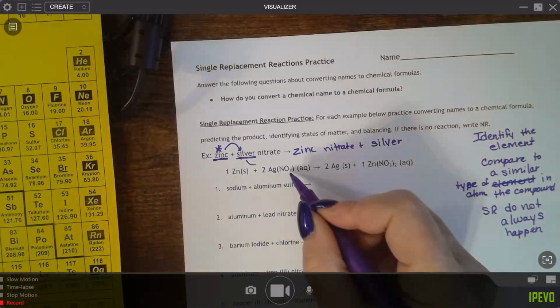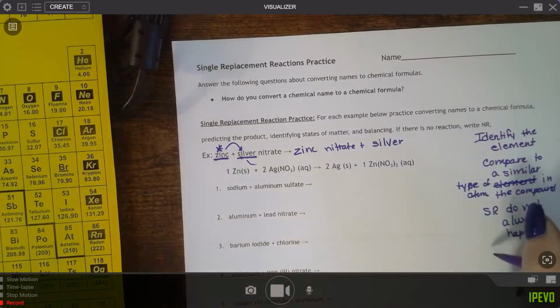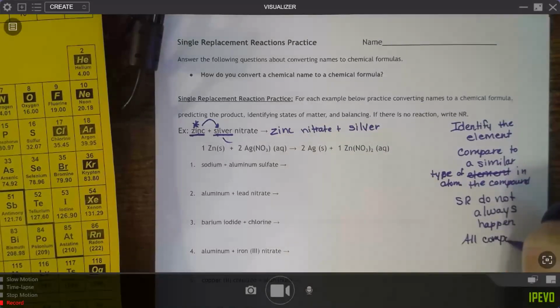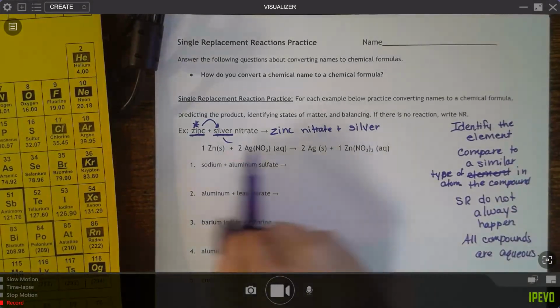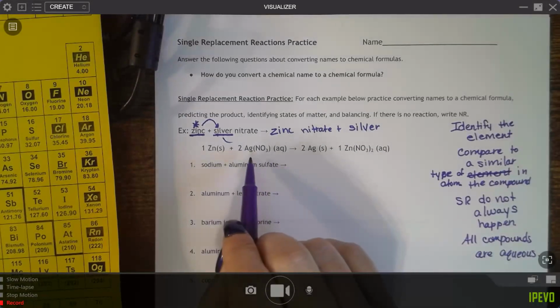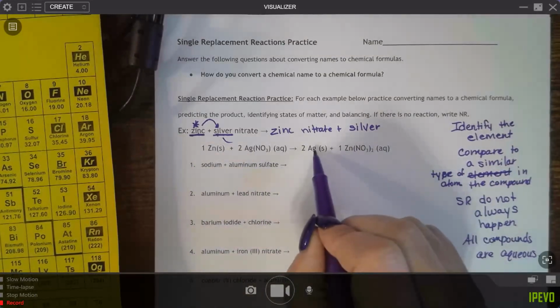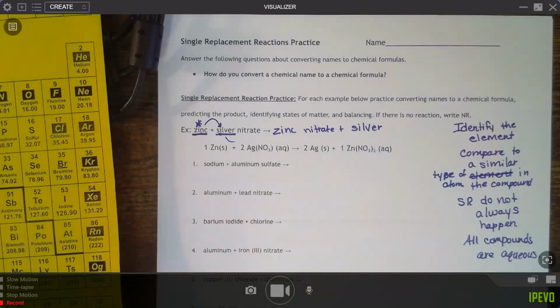In single replacement reactions, okay, all compounds, and I'm going to write this over here, all compounds are aqueous. Okay, so in this reaction, I have solid zinc metal plus aqueous silver nitrate, AgNO3. It's going to produce solid silver and zinc nitrate, also aqueous.